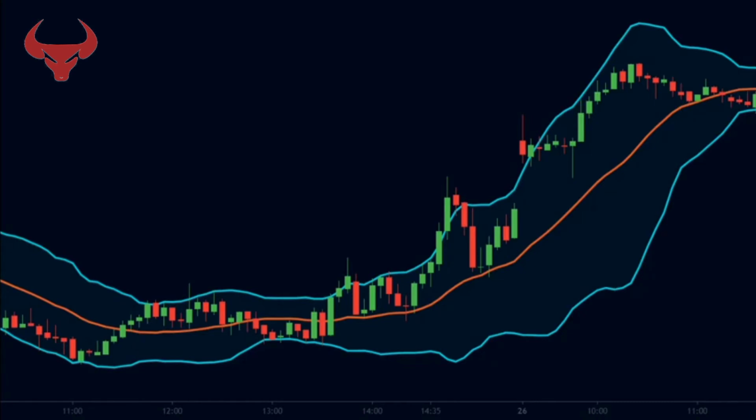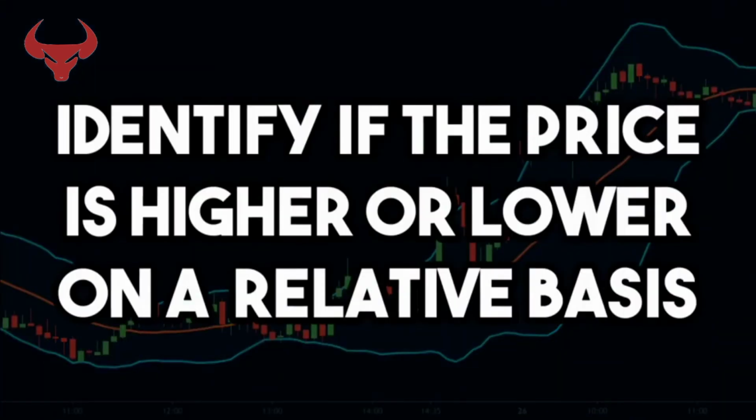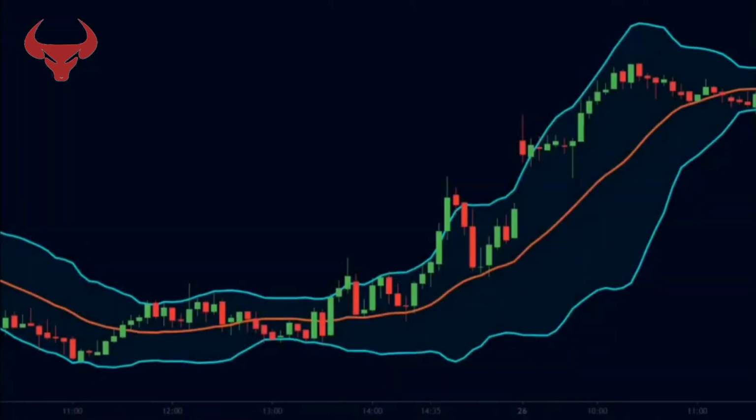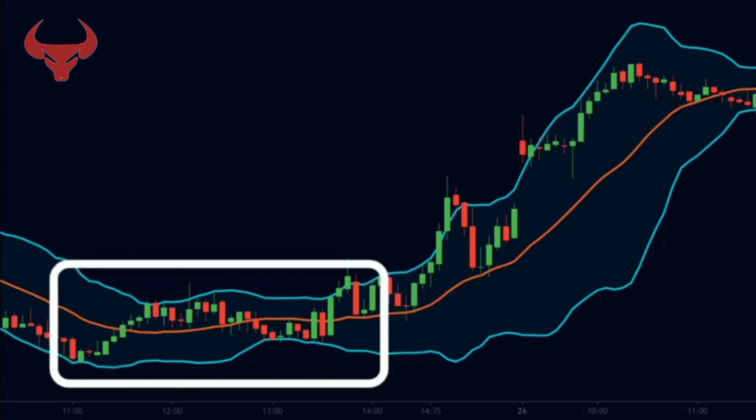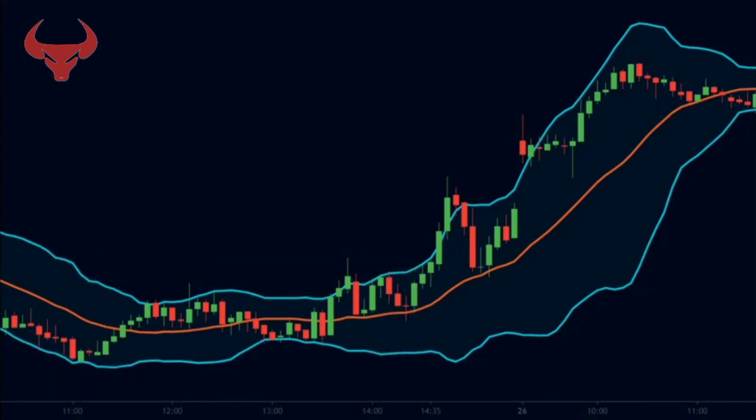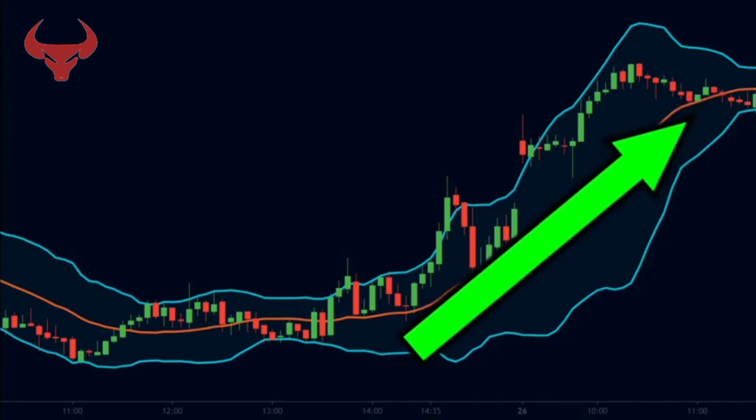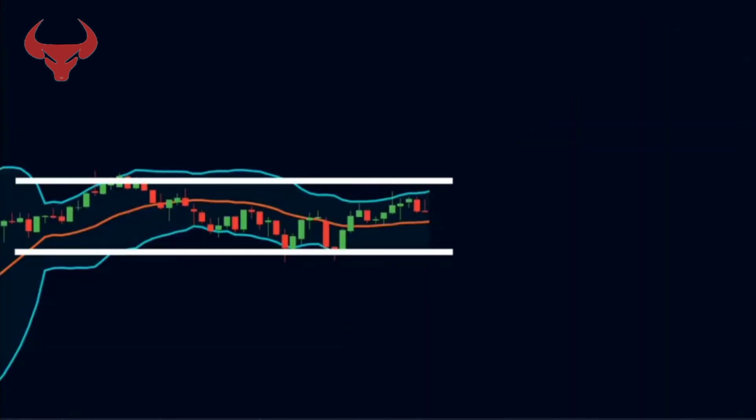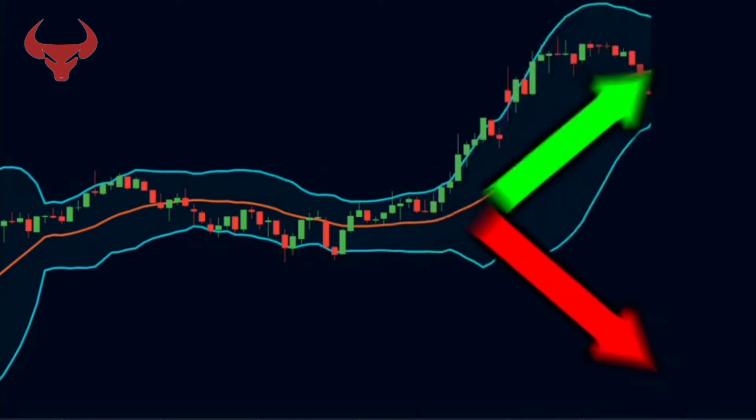The main use of Bollinger Bands is to identify if the price is higher or lower on a relative basis. The main advantage of using Bollinger Bands over other envelope indicators is that Bollinger Bands clearly show the volatility of the market. This means that when the market is going through a period of low volatility, the bands become much narrower. This indicates that a strong trending move might follow. Hence, whenever we see narrow Bollinger Bands, we should keep an eye out for a breakout to occur in any direction.